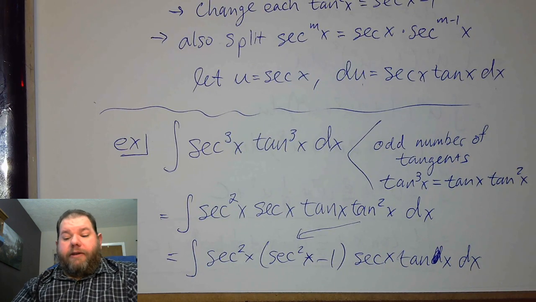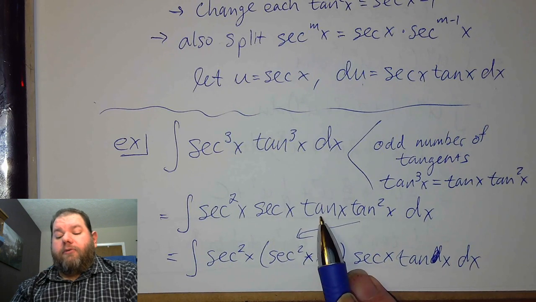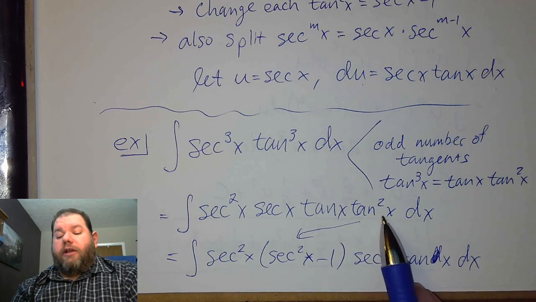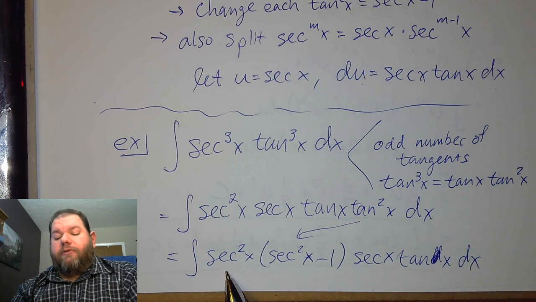So that's where we're at, and basically at this point we're set up for our u substitution. We took away one of our secants, we took away one of our tangents. That's going to be our du. The other tangent squared that we have, though, will make secant squared x minus 1. So we can let u equal secant, so it'll be u squared minus 1, and then du.